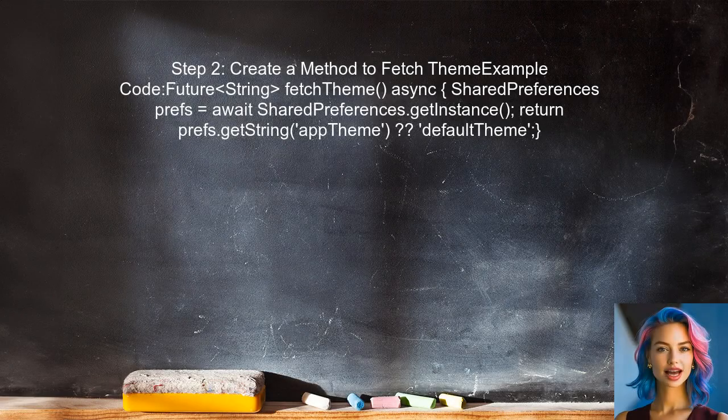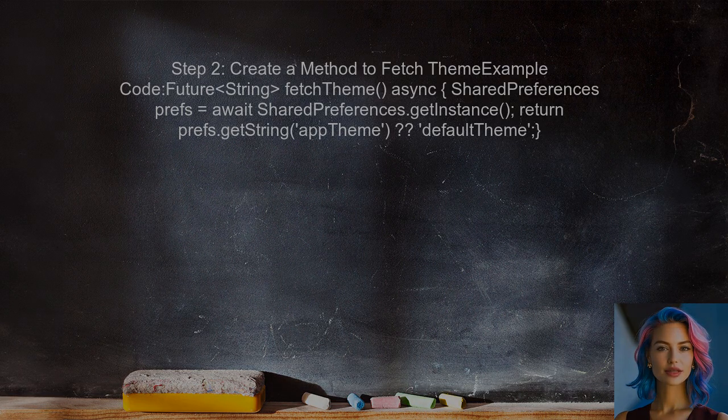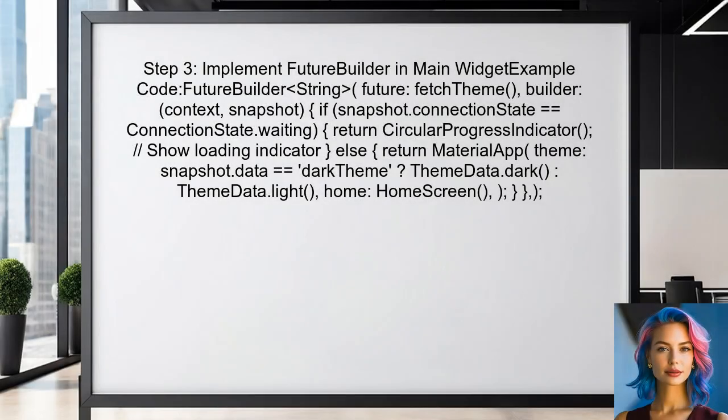Next, the user should create a method to fetch the theme from Shared Preferences. This method will return the theme data that will be used by the Future Builder. Now the user can implement the Future Builder in the main widget. This widget will wait for the theme data to load and then build the app with the correct theme.